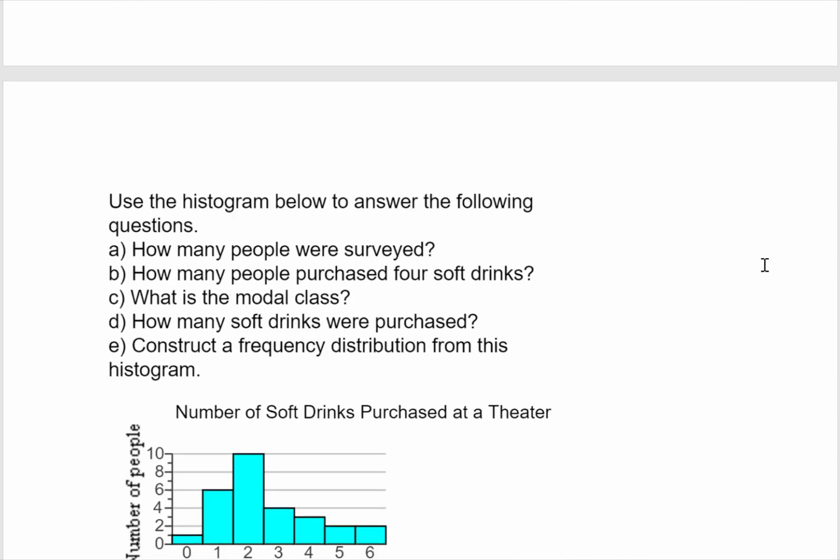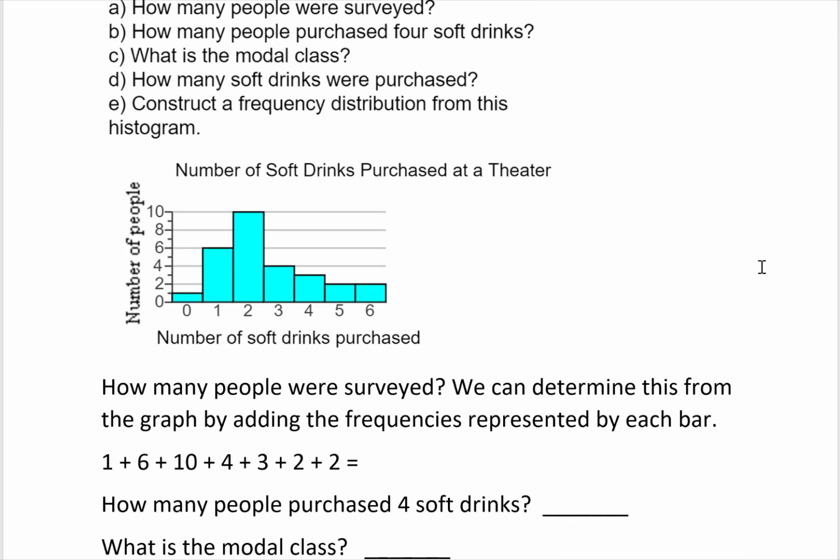Use the histogram below to answer the following questions. How many people were surveyed is the first question. So here's the histogram. So how do we do this? So what we do is we look at the frequencies that each bar represents. And I went ahead and I put those down here for you.